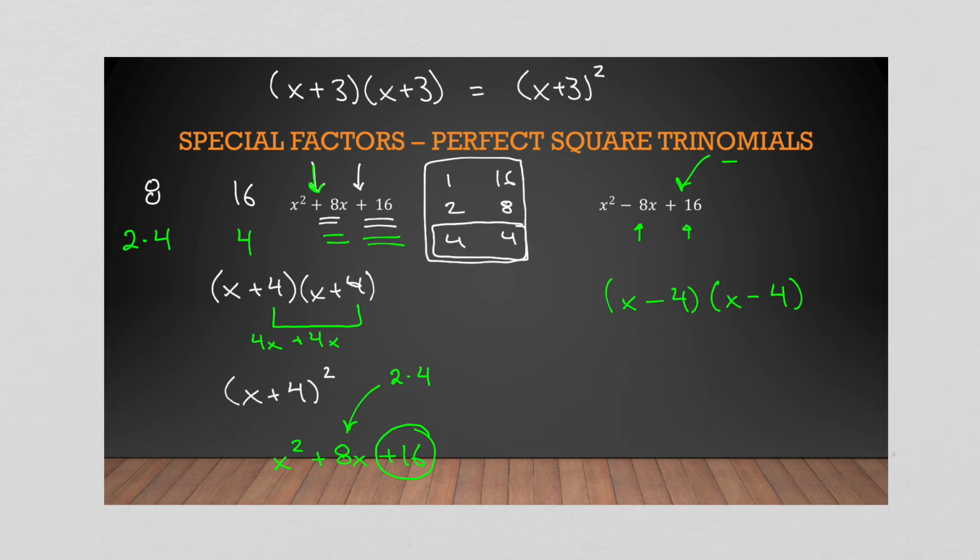But in this case, we'd be looking for two numbers that multiply to 16 and add to -8. So we would include -4, -4, -1, -16. And that's how you find your -4 and your -4, which again is (x - 4) all squared.